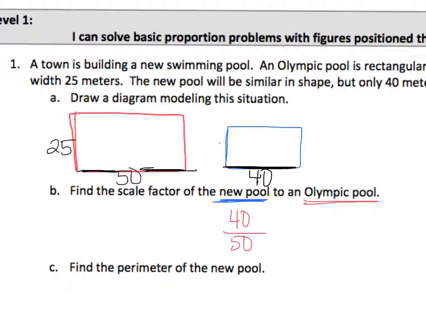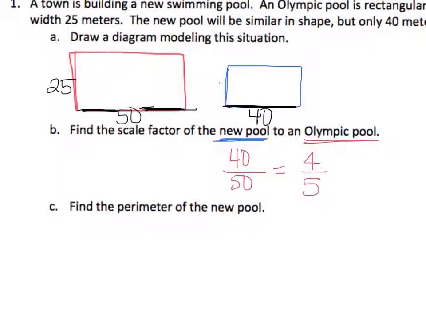So, and then we always like slope and ratios and trig functions, we always want to simplify them. So 40 over 50 will reduce to 4 over 5. So that is our scale factor. That's how large or small that the two figures are going to get. And then C says find the perimeter of the new pool.